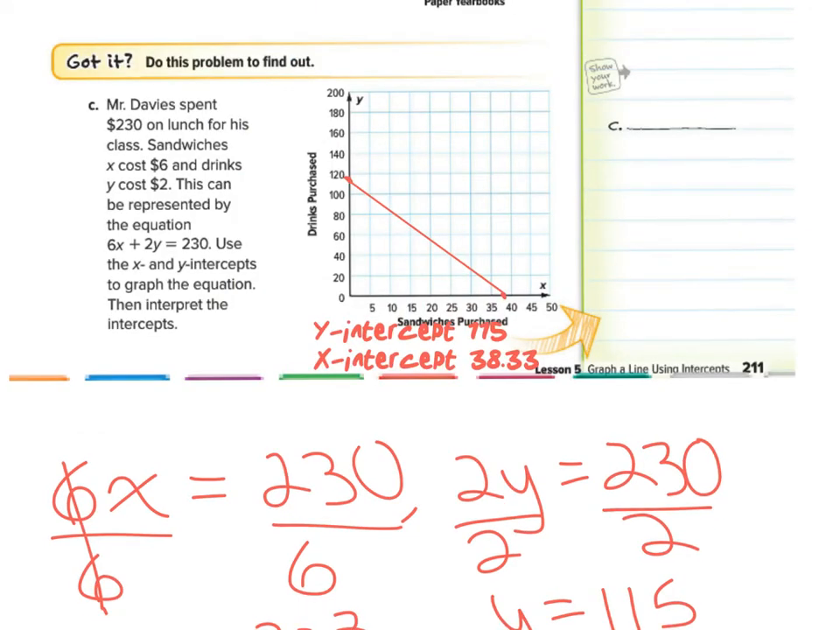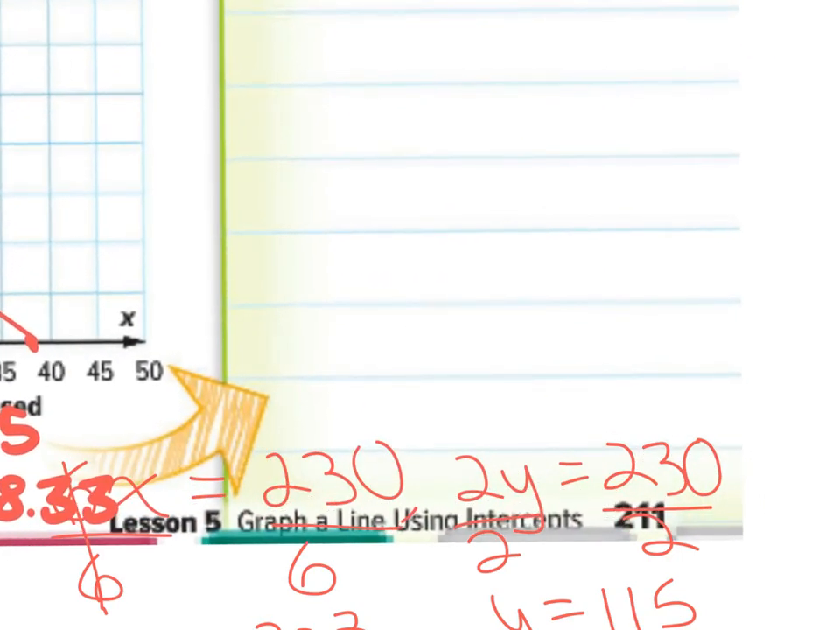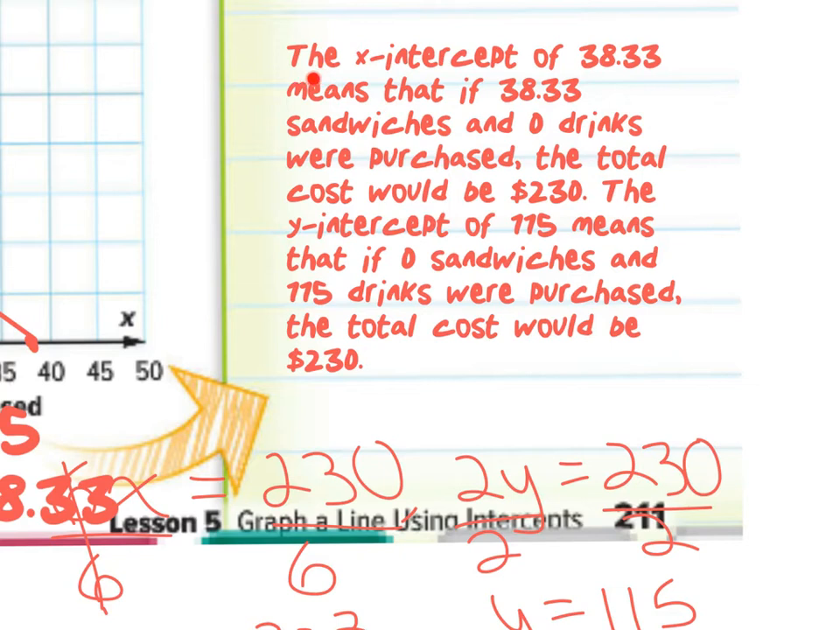So what does all this mean? Well, let's write it right here. This means the x-intercept of 38 1/3 means that if 38 1/3 sandwiches and 0 drinks were purchased, the total cost would be $230. The y-intercept of 115 means that if 0 sandwiches and 115 drinks were purchased, the total cost would be $230, sorry.